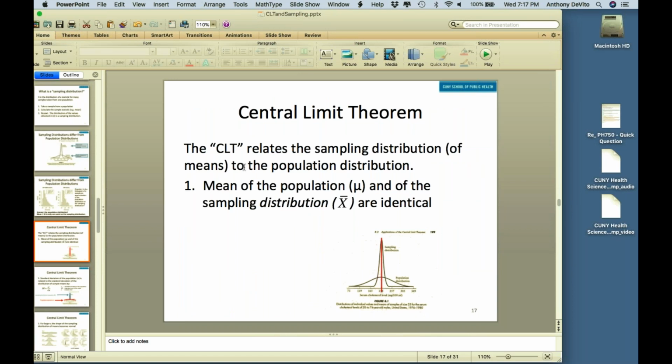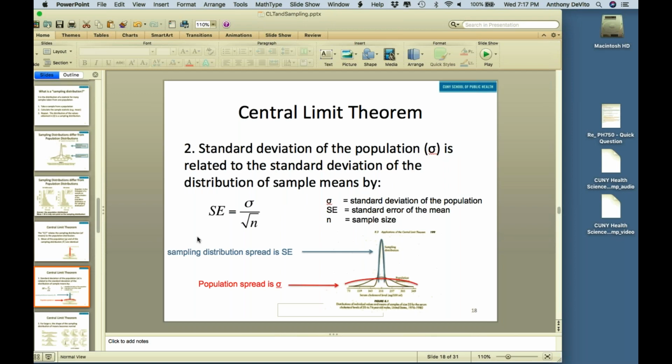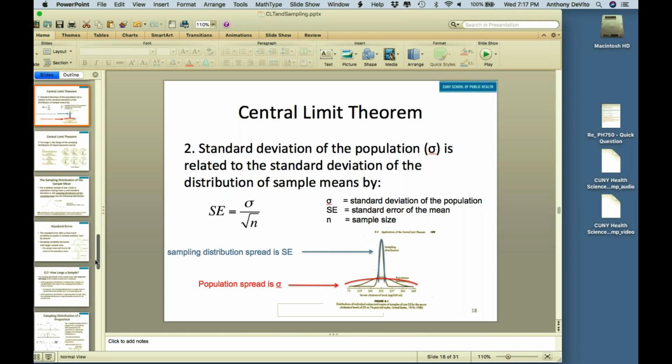Okay, the central limit theorem relates the sampling distribution, the means of repeated samples, to the population distribution. And what is that relationship? The standard deviation of the distribution of samples, we're going to call it from now on the standard error, is equal to the standard deviation of the population, sigma, divided by the square root of the sample size. The bigger the sample size is, the smaller the standard error of the sampling distribution is going to be.